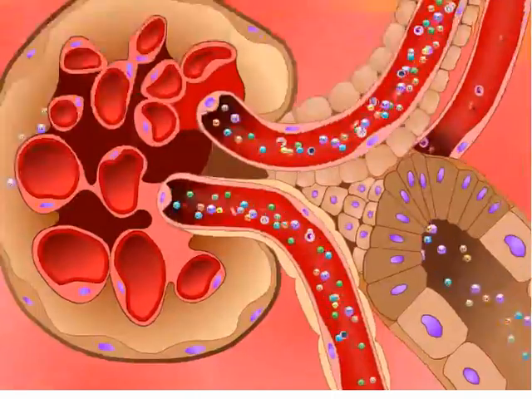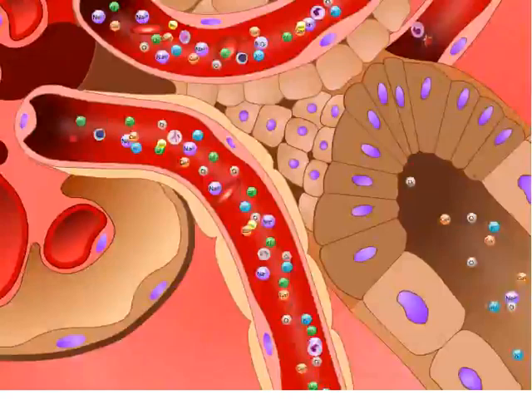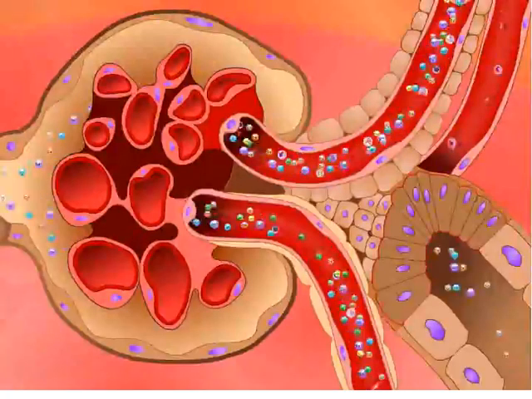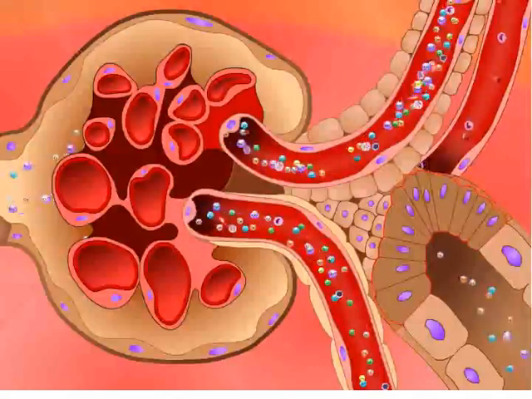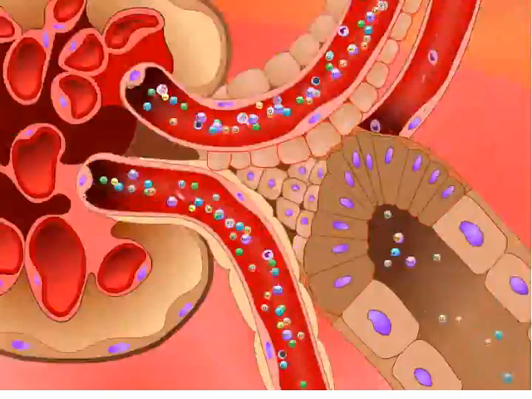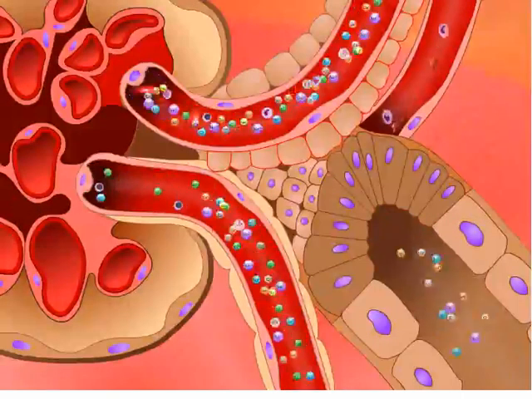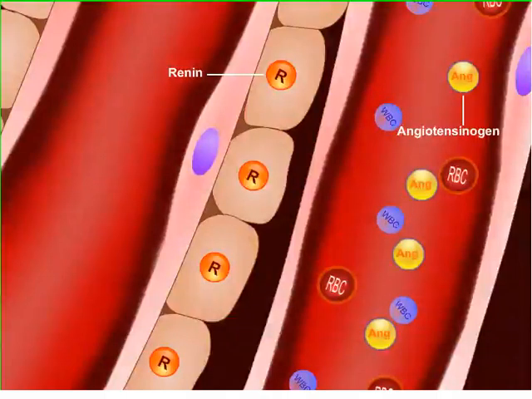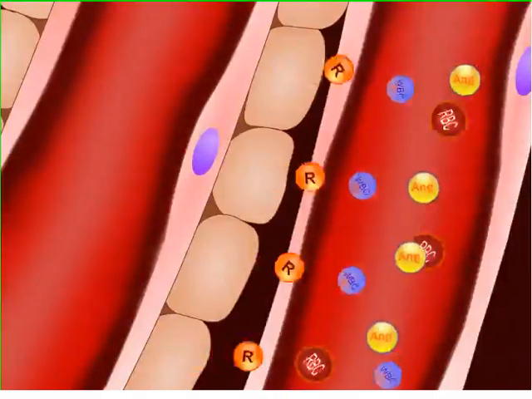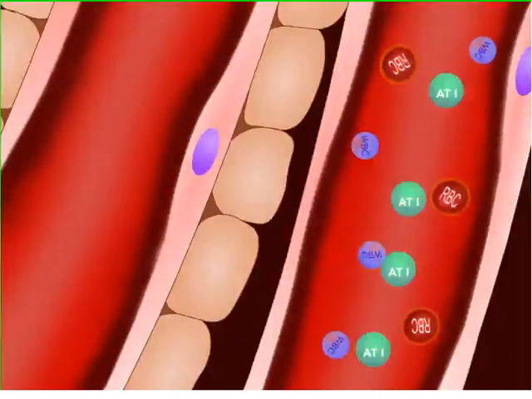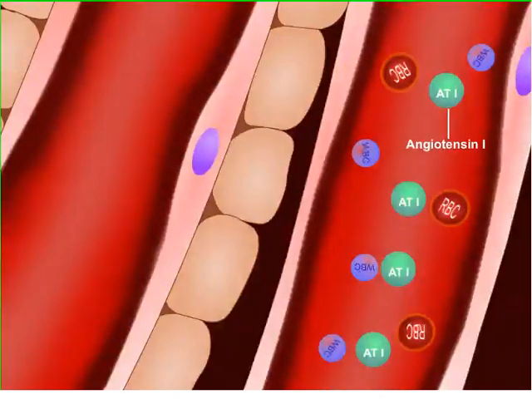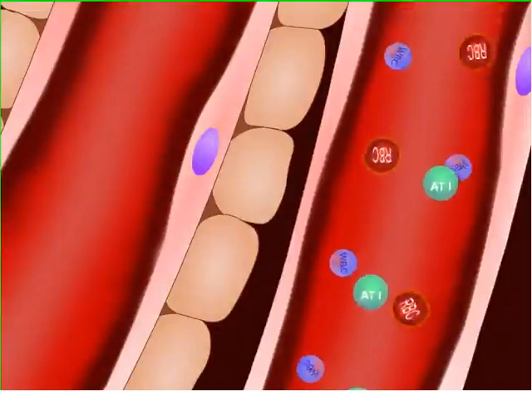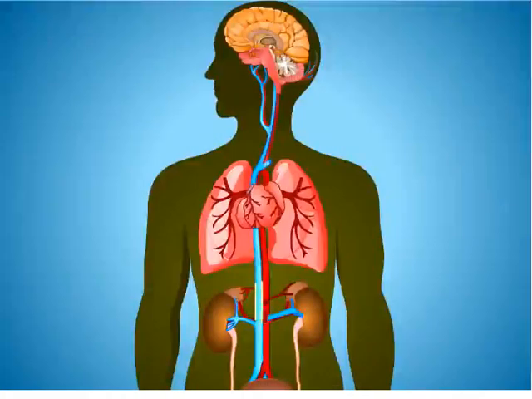The macula densa cells are located in the distal tubule. They sense this decrease in sodium caused by aldosterone deficiency and subsequently activate juxtaglomerular cells on the afferent arterioles to release renin into the circulation. When renin is released into the blood, it converts angiotensinogen into angiotensin 1. Angiotensin 1 then circulates to the lungs.